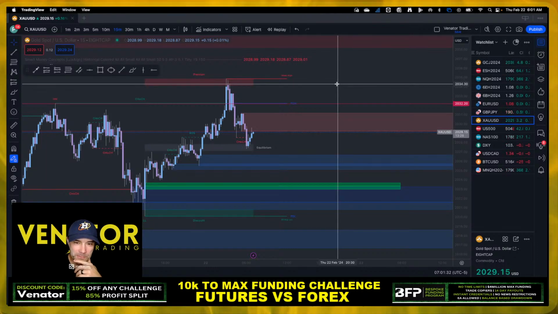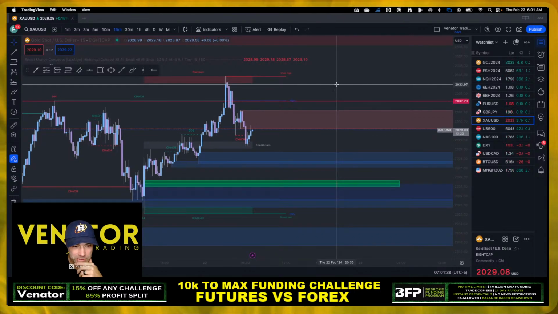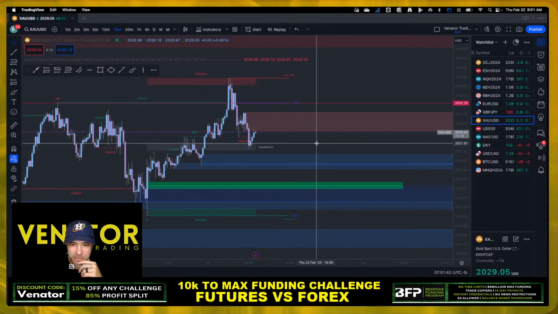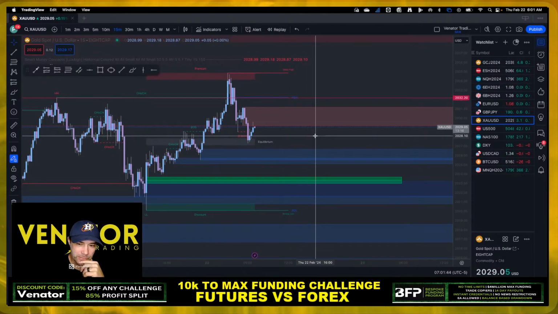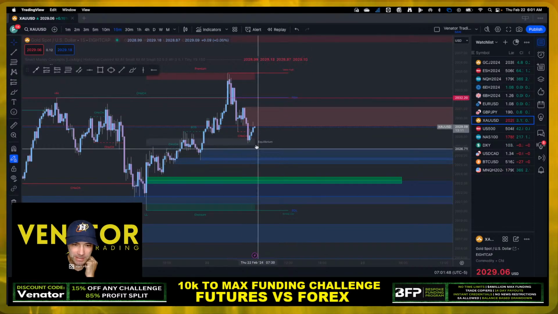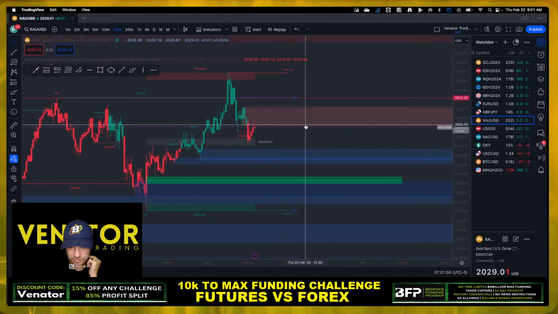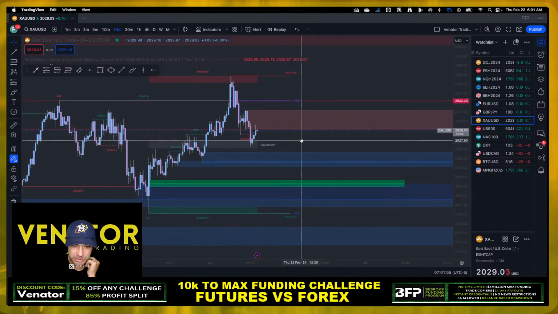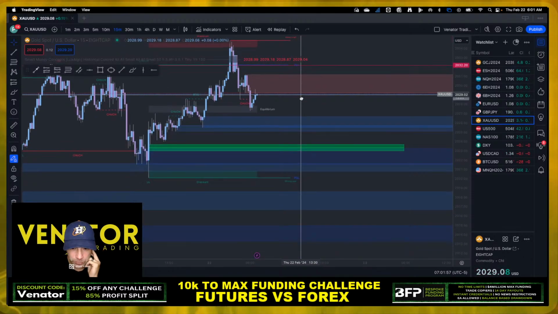Order blocks, fair value gaps, premium and discount, break of structure, change of character. There's all kinds of stuff. It's basically reading the chart for you, and instead of you printing out where your stuff is on the chart manually, it's doing it automatically for you, which is kind of cool.